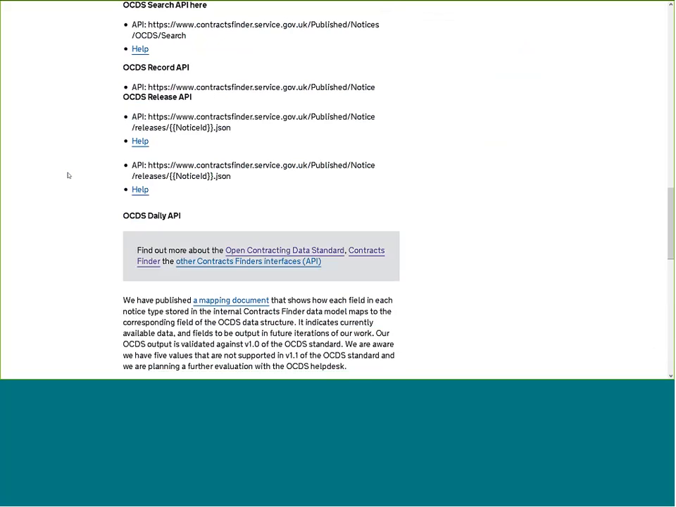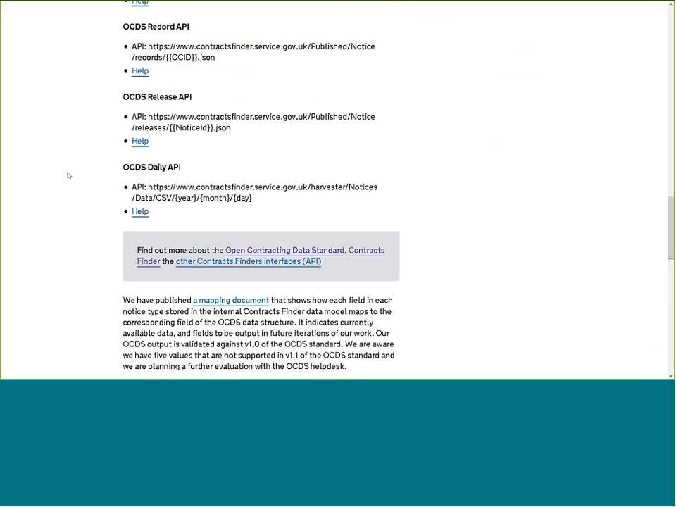We've engaged with users during this process. It's quite an important part of our process. So we set up a steering group to get civil society engagement. So Open Contracting Partnership sits on that steering group.